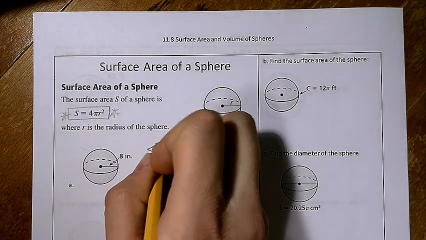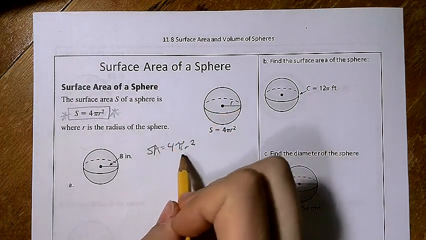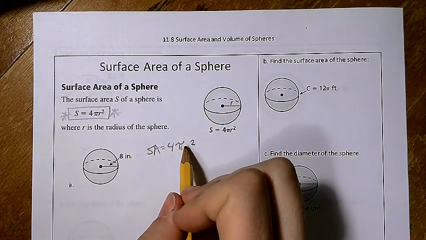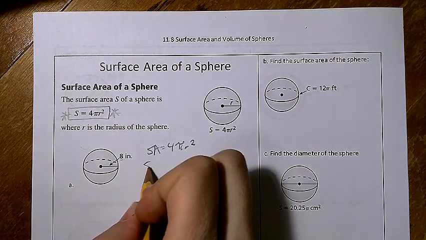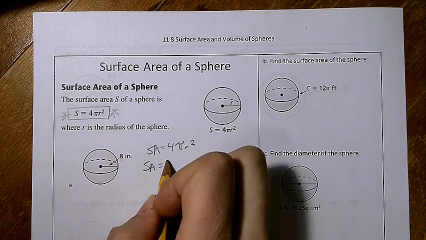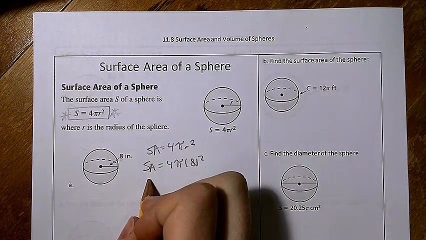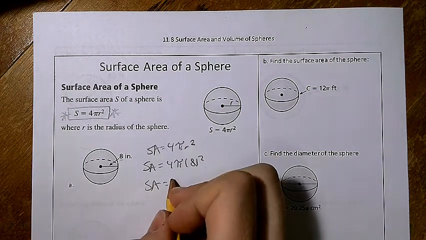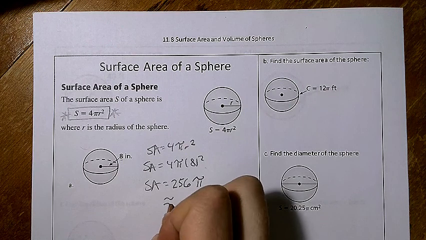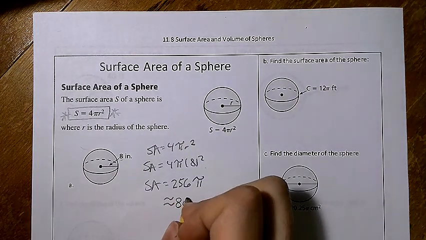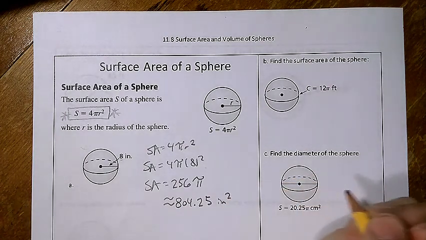So let's do an example right here. We have the surface area. We're going to write down what our formula is. We know that the radius in this case is 8. So for this one, we have 4 times pi times 8 squared. So our surface area is going to be equal to 256 pi, which is approximately equal to 804.25. And it should be inches squared in this case.